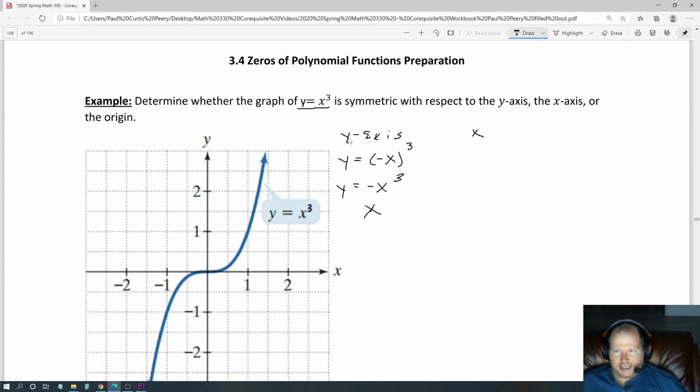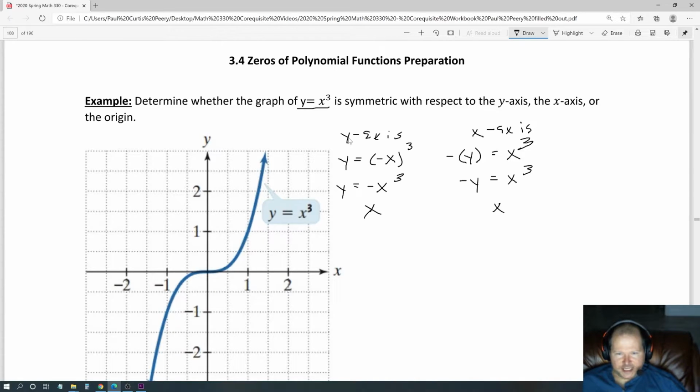Okay, so let's try x-axis symmetry. For the x-axis, what we do is we substitute in a negative y and see if we get back the original equation. And all that gives me is negative y is equal to x to the third power, which again does not match the original. So that did not work either.